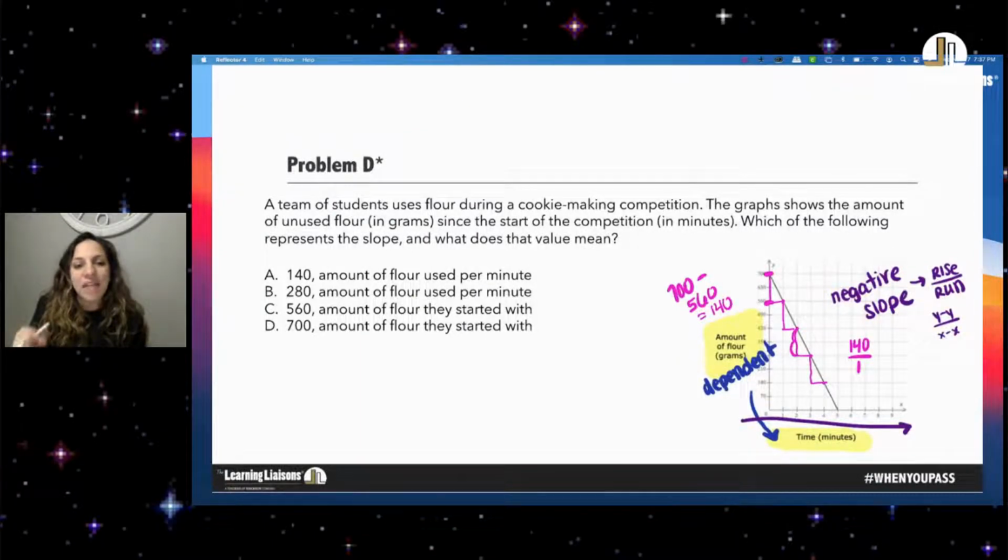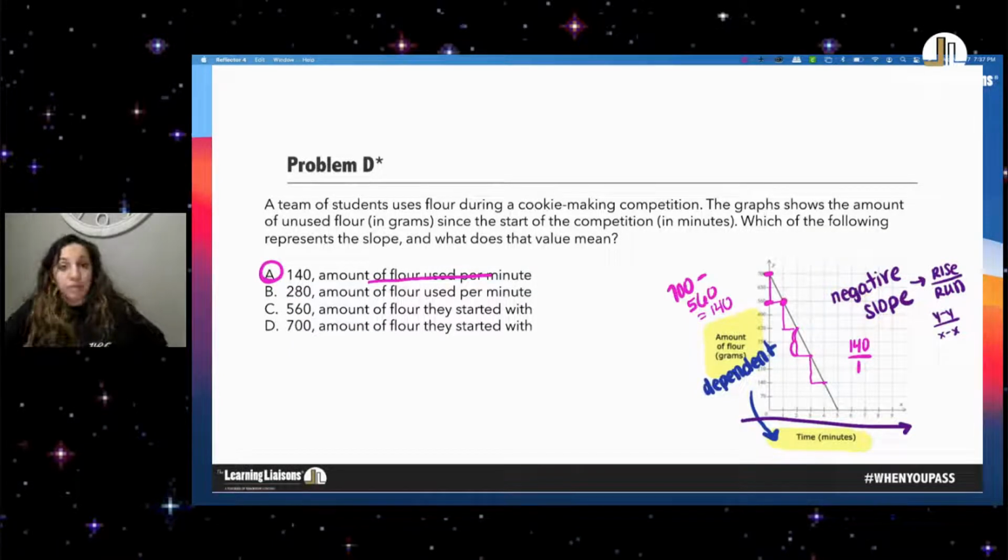And what does that value mean? That value means the amount of flour they are using per minute. So after 1 minute, they've used 140 grams of flour. And then after 2 minutes, they've used 140 more grams of flour. And after 3 minutes, they've used 140 more grams of flour.